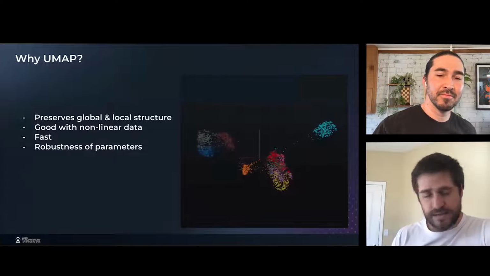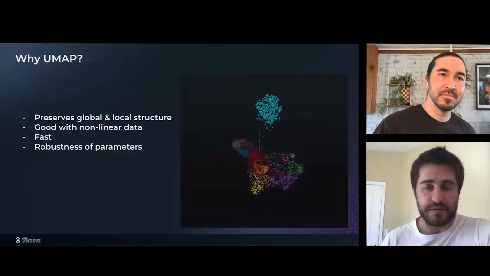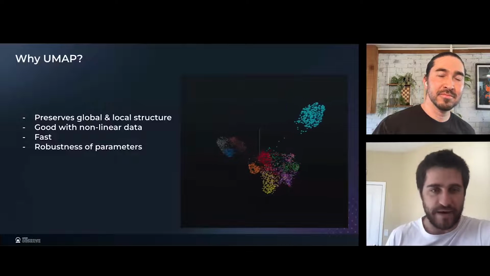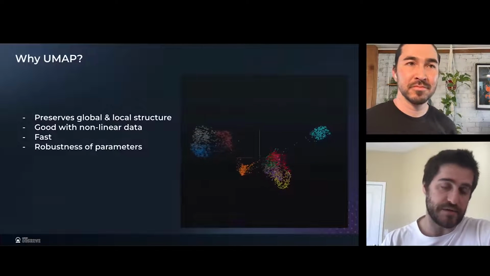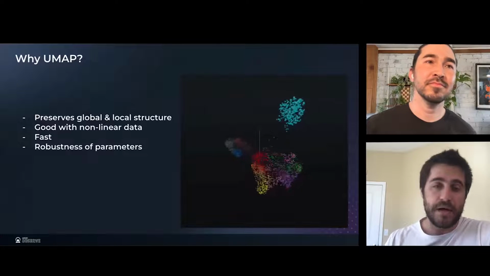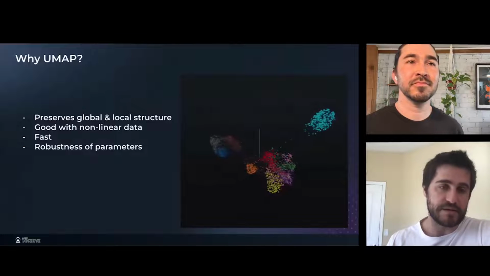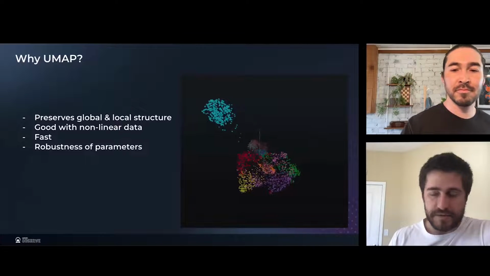Another good aspect of UMAP is that it's relatively fast. I mean, it's not the fastest algorithm, but within the family of neighbor graphs, it's notorious for being fast, and it's scaling really well. So if neighbor graphs is what you want to do, UMAP is an excellent choice in this regard. Lastly, robustness of parameters.